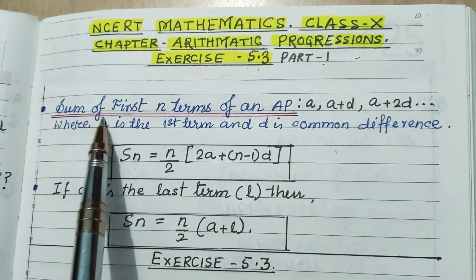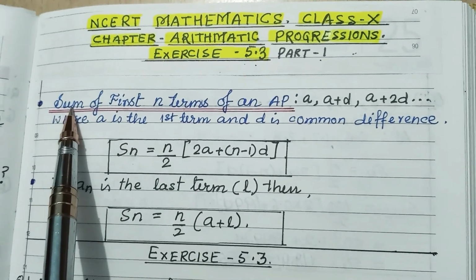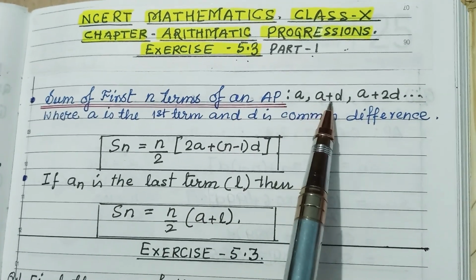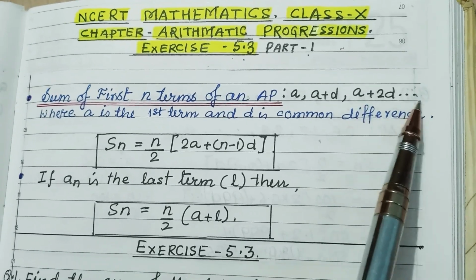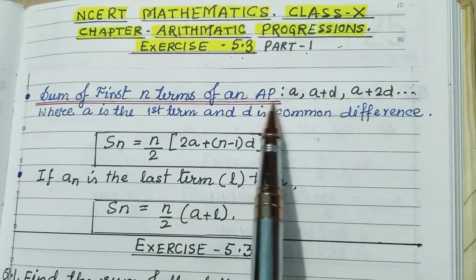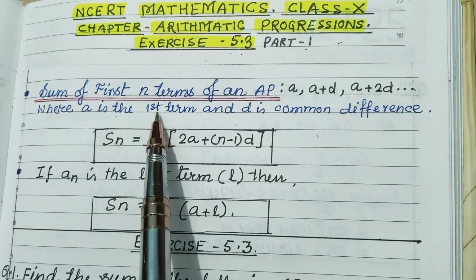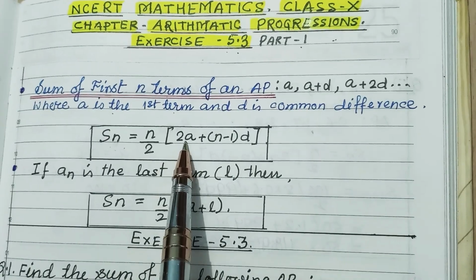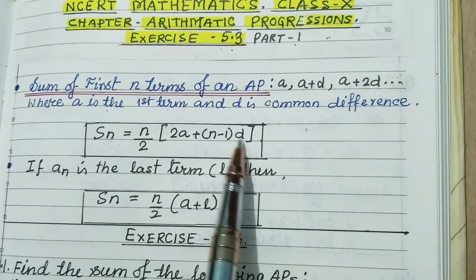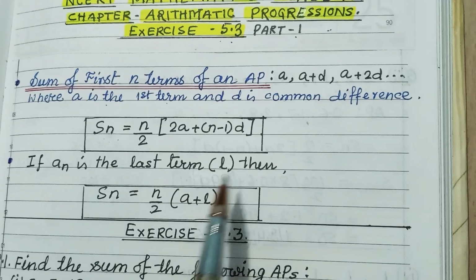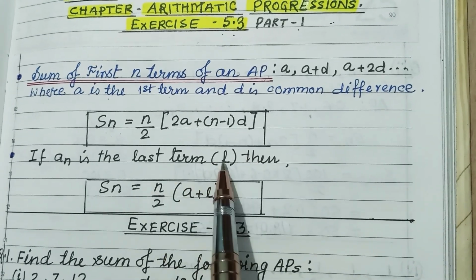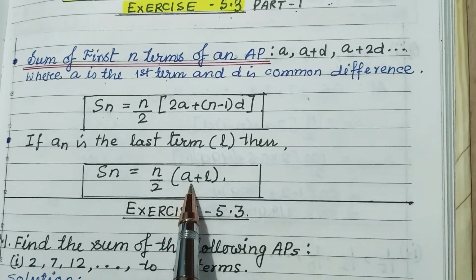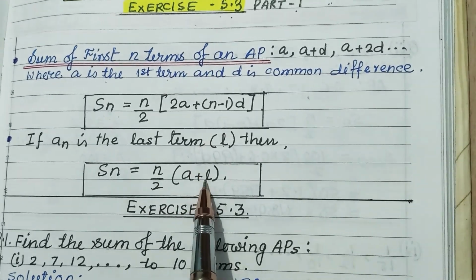First is the sum of the first n terms. Sum means total. Sum of the first n terms of an AP, a, a plus d, a plus 2d, and so on, where a is the first term and d is the common difference. So Sn is equal to n upon 2 into (2a plus (n minus 1) into d). And if it is a finite AP, meaning the last term is given, there Sn is equal to n upon 2 into (a plus l). These two formulas.